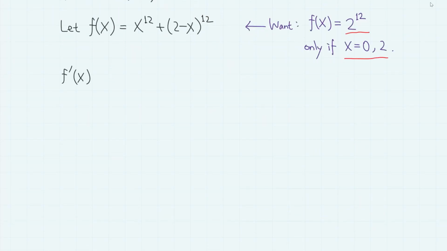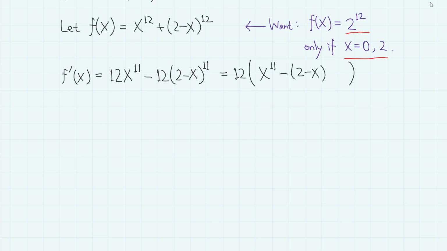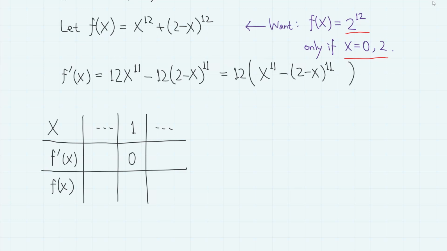We take the derivative, which gives 12 times capital X to the 11th power minus 12 times 2 minus capital X to the 11th power, hence 12 times capital X to the power of 11 minus 2 minus capital X to the power of 11. It is not difficult to find that the derivative becomes 0 at capital X equals 1, and that it is continuously negative on the left and continuously positive on the right. So the function decreases, has the minimum value 2, and then increases.